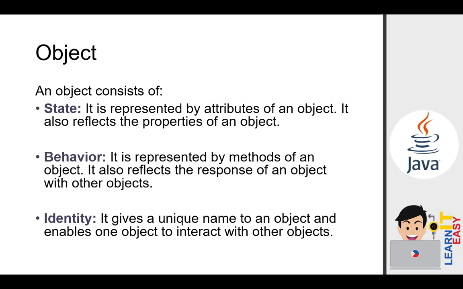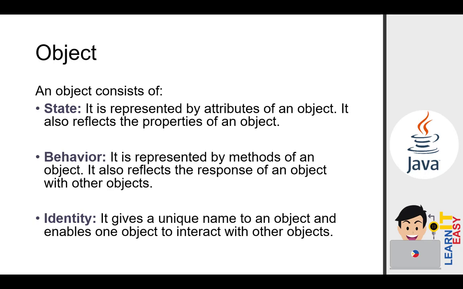Number 1, we have what we call state. State is represented by attributes of an object. It also reflects the properties of an object. Behavior naman is represented by methods of an object. It also reflects the response of an object with other objects.